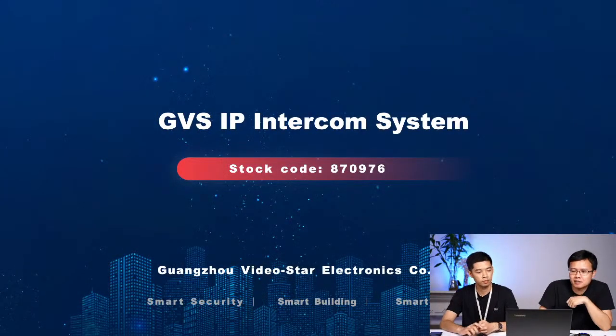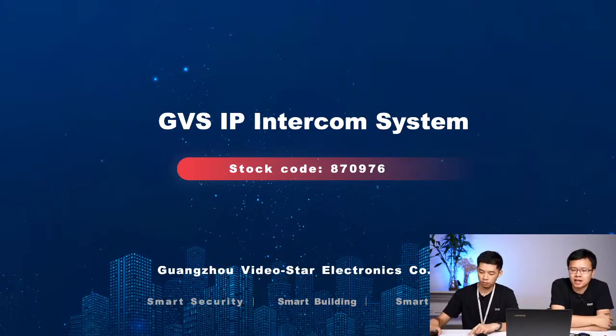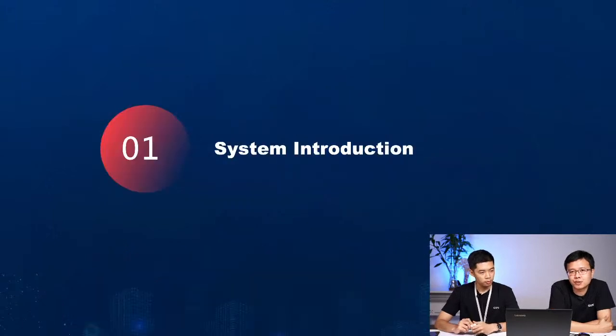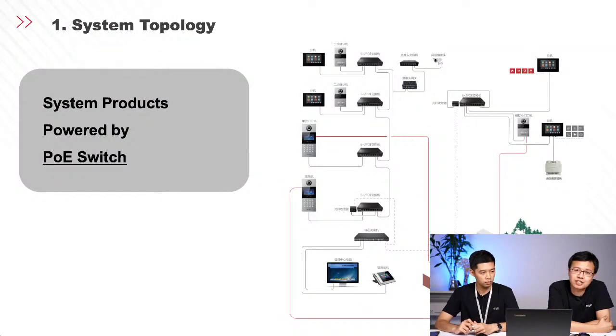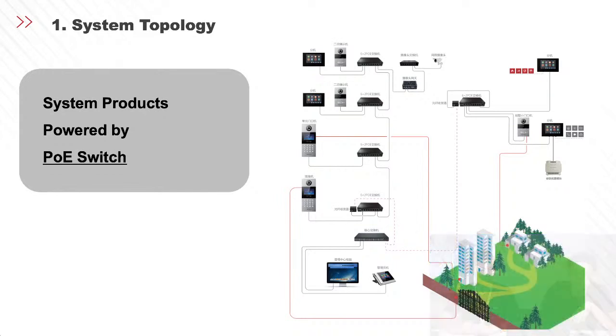So the first part is about the system introduction, and firstly we would like to introduce the system topology. You know, the IP system consists of many different products in one system, so it is much more complicated compared with the analog system. From this topology, you can see every product in the system. So let's see them one by one.